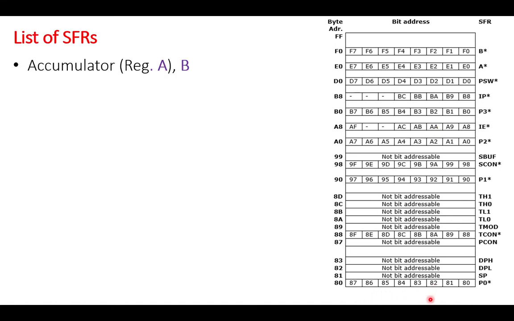And these are the 21 special function registers. Out of them, accumulator and register B. Accumulator is used in all arithmetic and logical operations. Register B is also generally used in multiplication and division. They are special function registers.